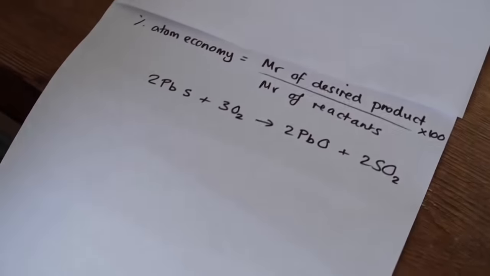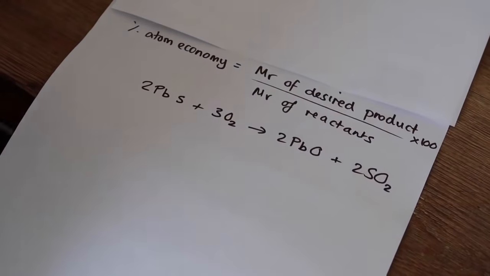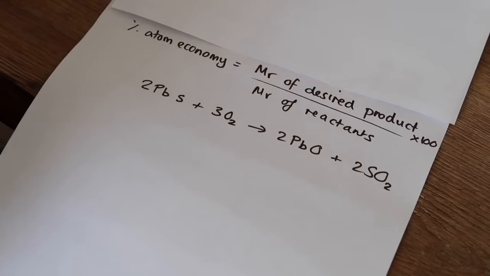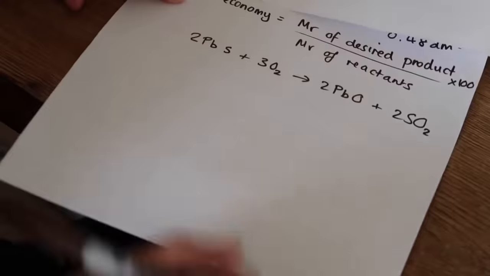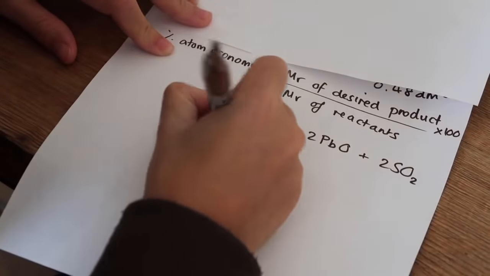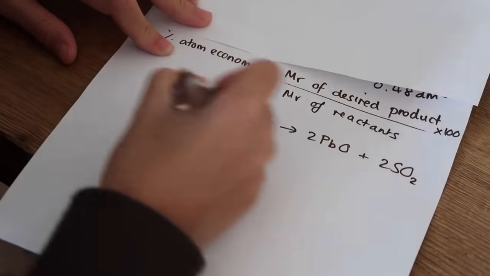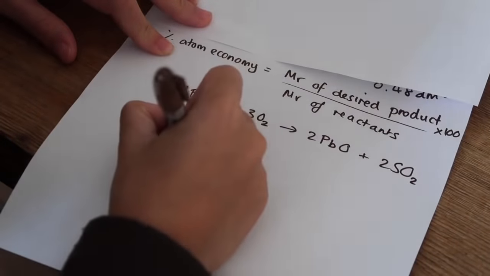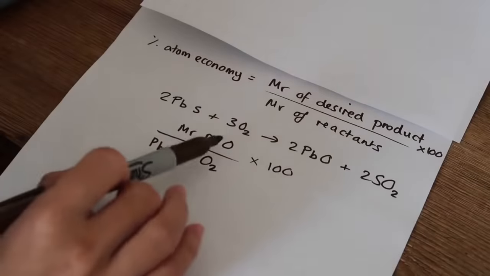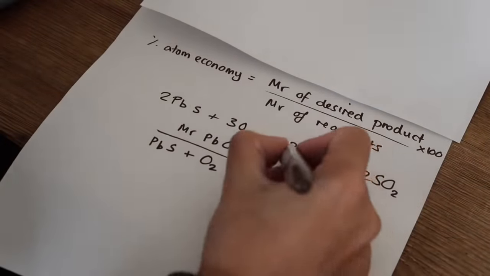Now we're looking at percentage atom economy, which is actually easier than it sounds. So you're looking for your MR of desired product and you divide that by the MR of the reactants and you times it by 100. So I'm going to look at the percentage atom economy of extracting lead. So our desired product is the PbO. So we're going to do the MR of PbO divided by the MR of all the reactants. So that's the MR of PbS and O2. We're looking for the MR of PbO, but make sure you acknowledge the two.